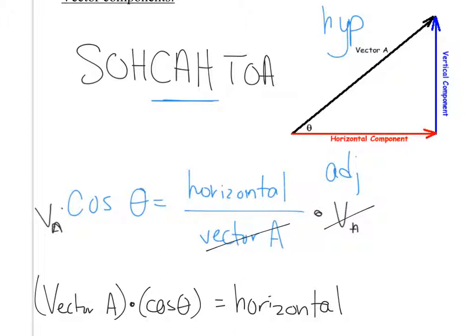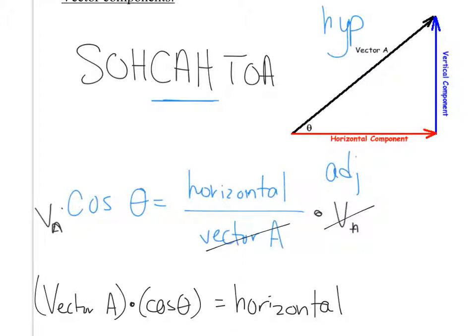All the time. Now, we're assuming that theta is always the same angle, the angle between the vector and the horizontal. Remember yesterday I talked about that? Theta is always the angle between the vector of interest and the horizontal. It's not the other angle up in the top right of the triangle. So this is always going to be true. If you want the horizontal, it's always going to be vector A times cosine.